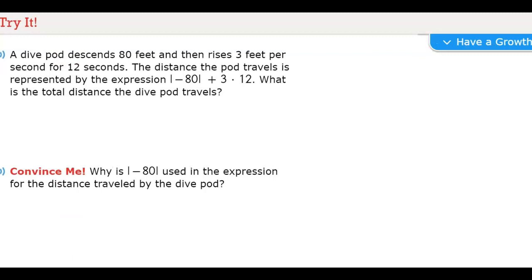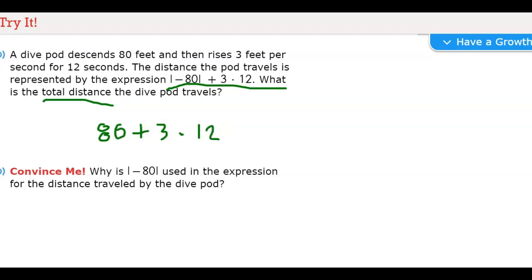Okay, so it is telling us the expression that we have to use to find the total distance. The absolute value is being used here because it's asking for the total distance. So we don't want to use the negative or positive, it just wants total distance. So the absolute value of -80 is 80, and then you have plus 3 times 12.